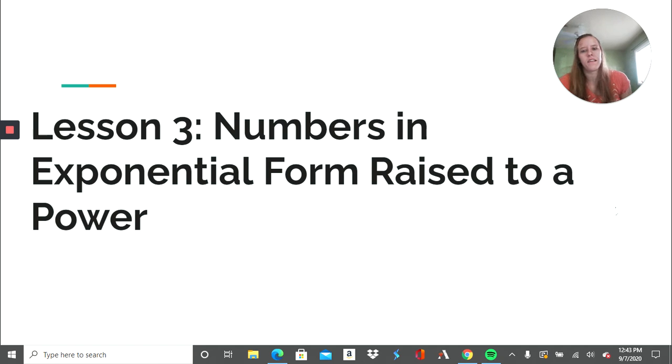Hello, eighth grade, third lesson for math. So we've been looking at exponents and exponential notation. Today we are going to look at numbers in exponential form raised to a power.